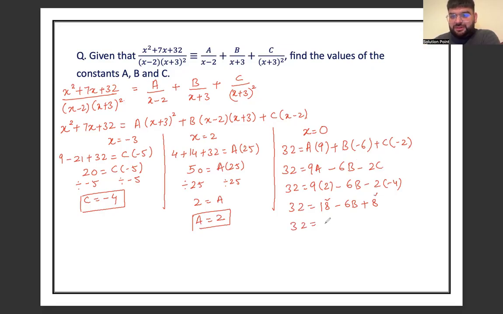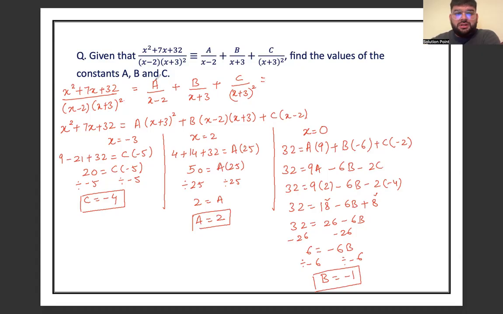equals 18 plus 8, which is 26, minus 6B. Now to work out the value of B, let's first get rid of this 26. For that I need to subtract 26 from both sides. 32 take away 26 is 6, and this is minus 6B. Now to work out B, I divide both sides by minus 6. So the value of B is minus 1. So this is what I am looking for in this question.